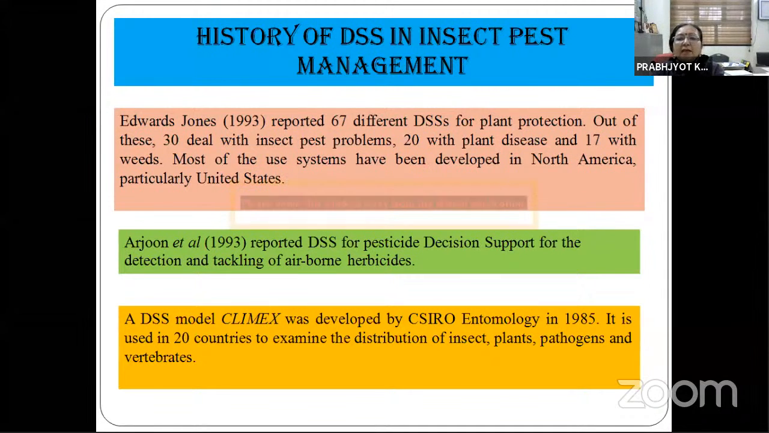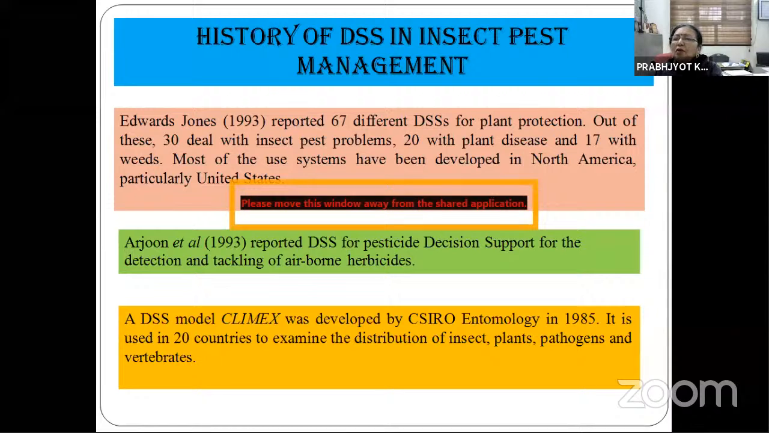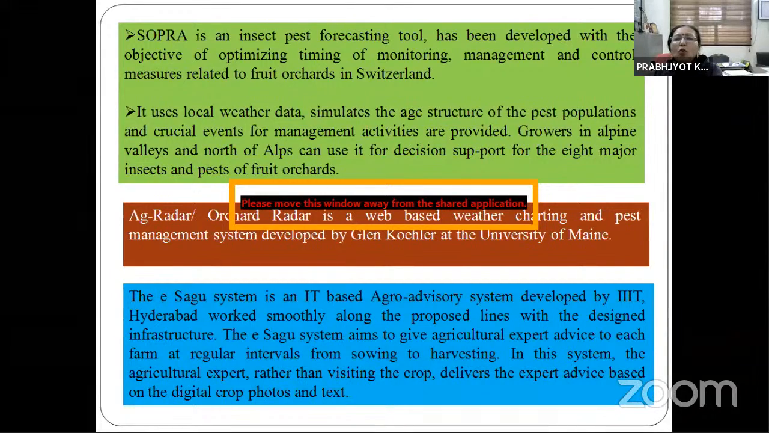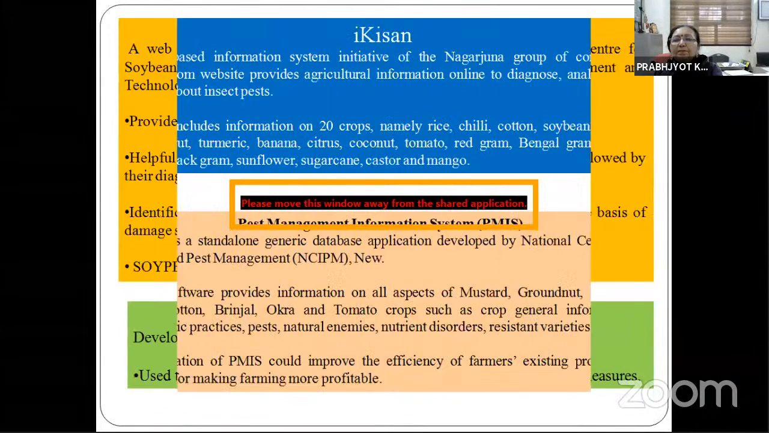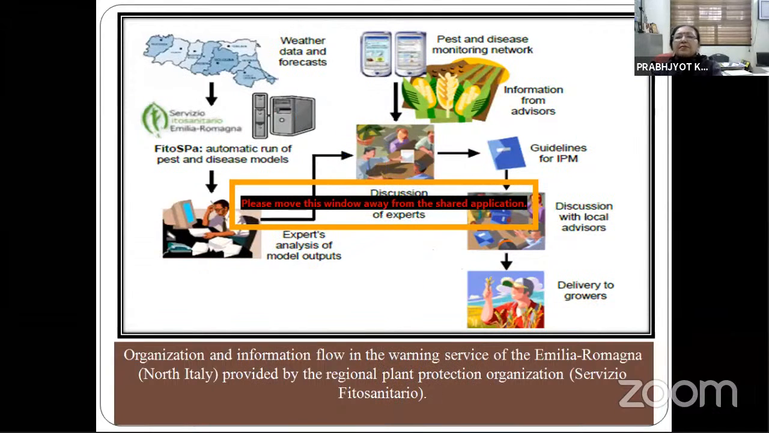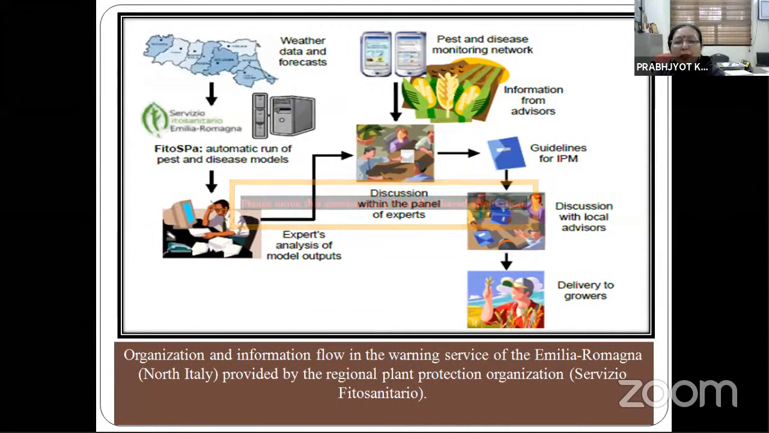Then these are some slides regarding the history of insect pest management that you can all see in my lecture notes, but I would like to go straight away to, yes. Now this is the organization and information flow in the warning service of Emilia Romagna, which was developed in North Italy, and it has been given by the Regional Plant Protection Organization.